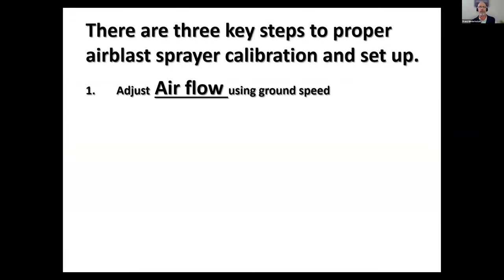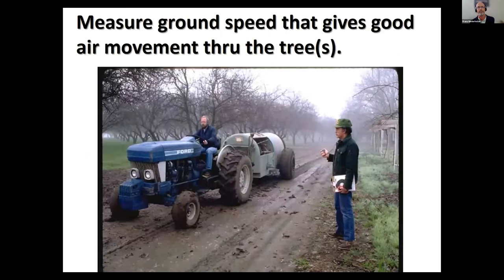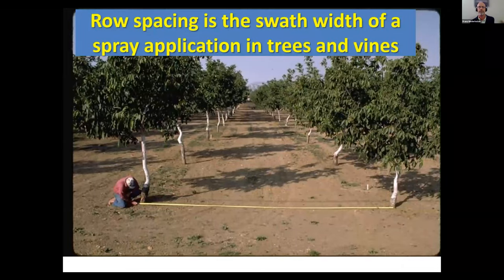Airflow, get the material through the tree. Spray flow gets the nozzle, gets the product the right coverage at the right part of the tree, and then just check it. Measure your ground speed in the field. Measure your spray width. And ground speed and width is going to give you your acres per minute.